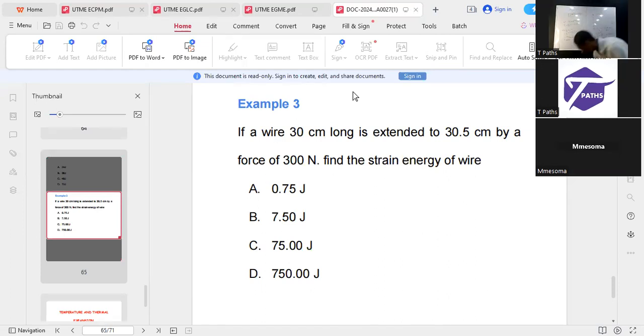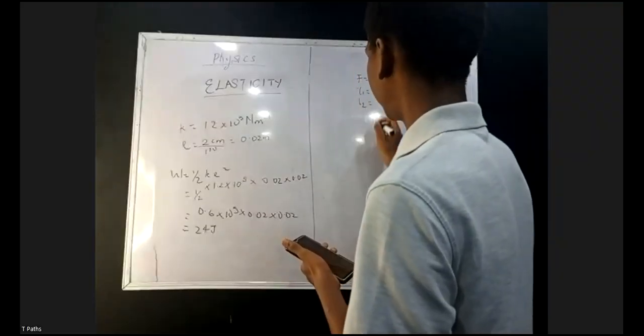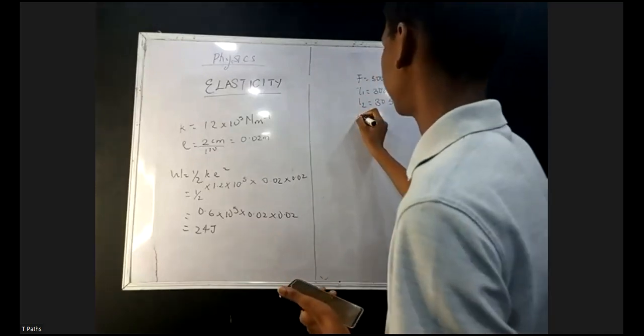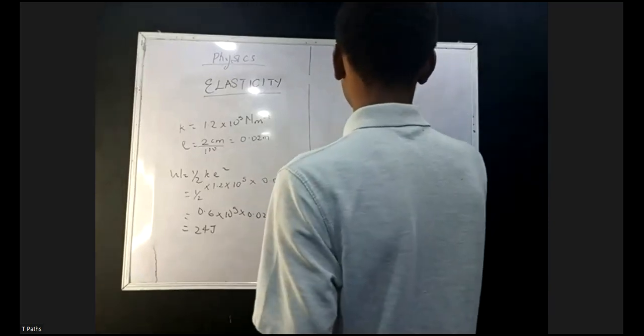All right. So what I'm going to do here is write out my parameters first. The question says if a wire 30 centimeter long is extended to 30.5 centimeter by a force of 300 Newton. So the force is 300 Newton, which means initially the length of the wire, which is L1, is 30 centimeter. Why after being extended, the length became 30.5 centimeter. So now I'm going to find the work done, or the energy stored in the spring, or the strain energy of the wire. So this is what I'm asked to find.